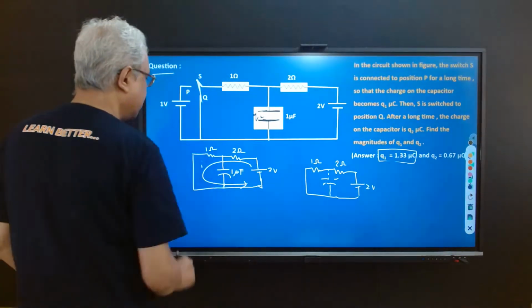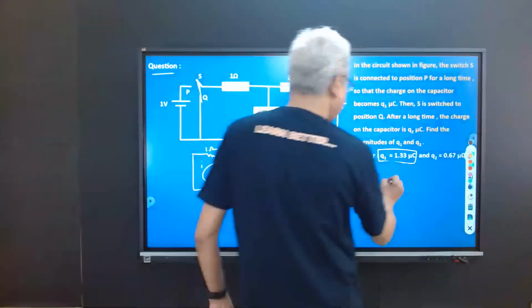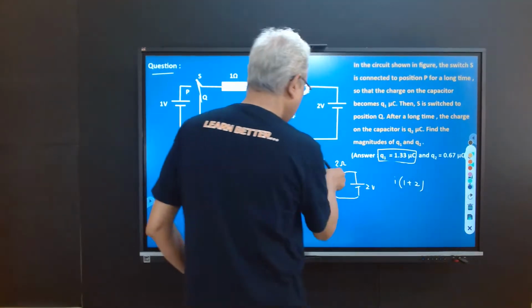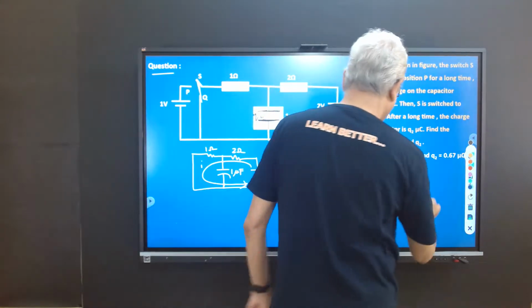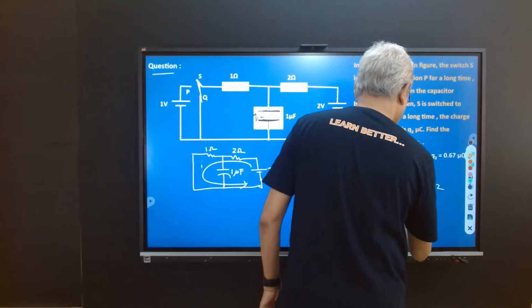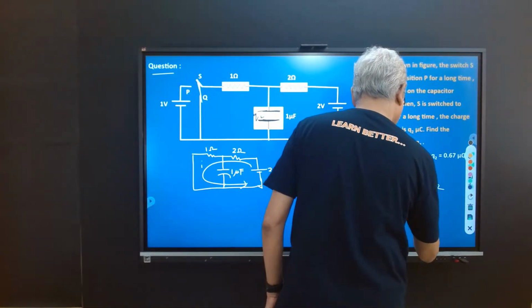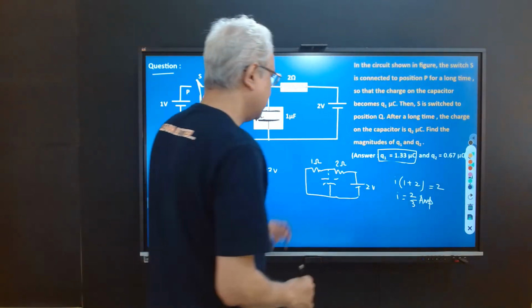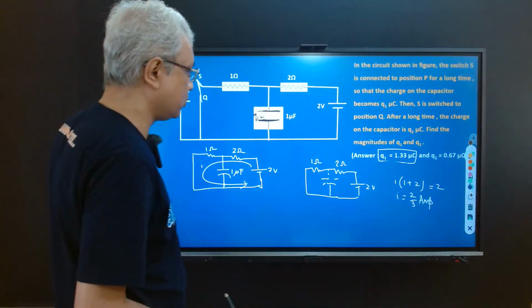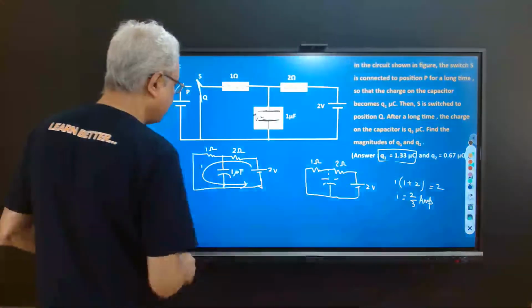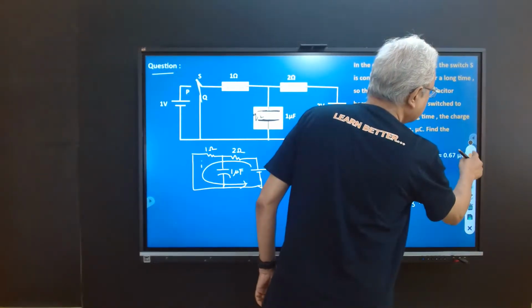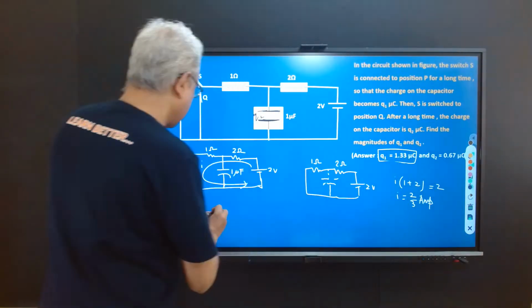Let the current be I. So current I multiplied by 1 plus 2 by Ohm's law, 2 plus 1 multiplied by I is equal to 2 volt. So I is actually 2/3 ampere. Okay, now in this situation, when I is 2/3 ampere, let us redraw the circuit again.